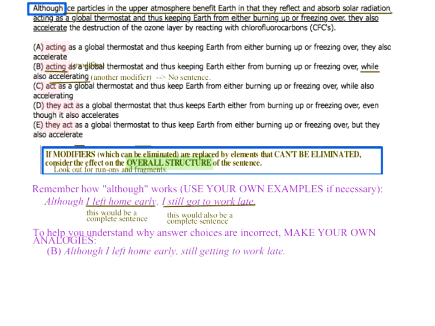So if you can make that example, that means you totally understand what is wrong with B. C is not a fragment, C is a run-on because it's got too many elements. It's got too many verbs. C is like saying, although I left home early, still got to work late. I mean, there's no subject here.